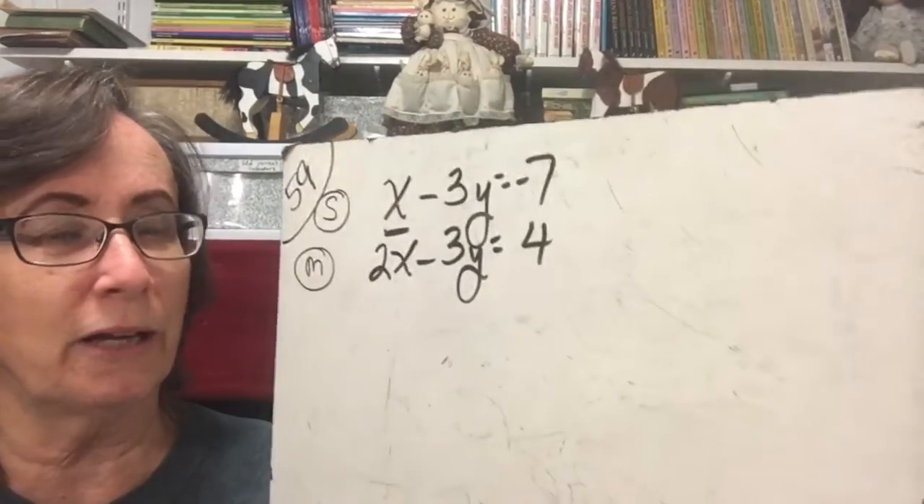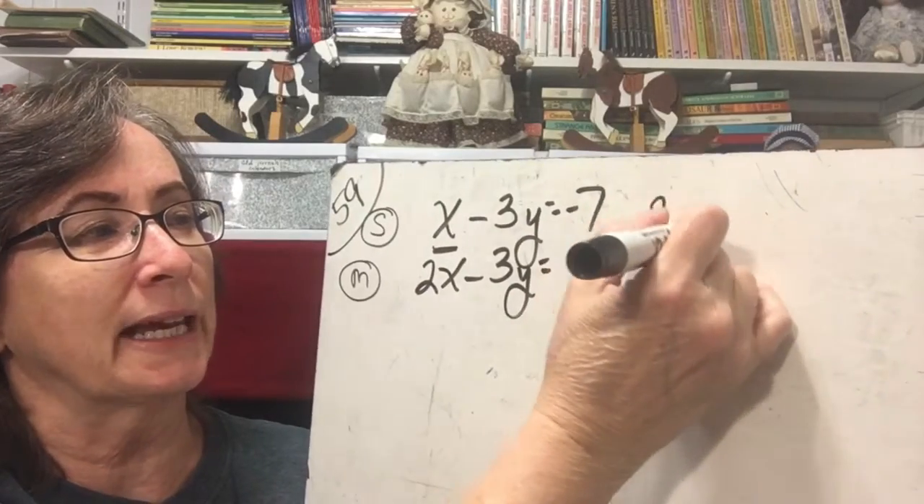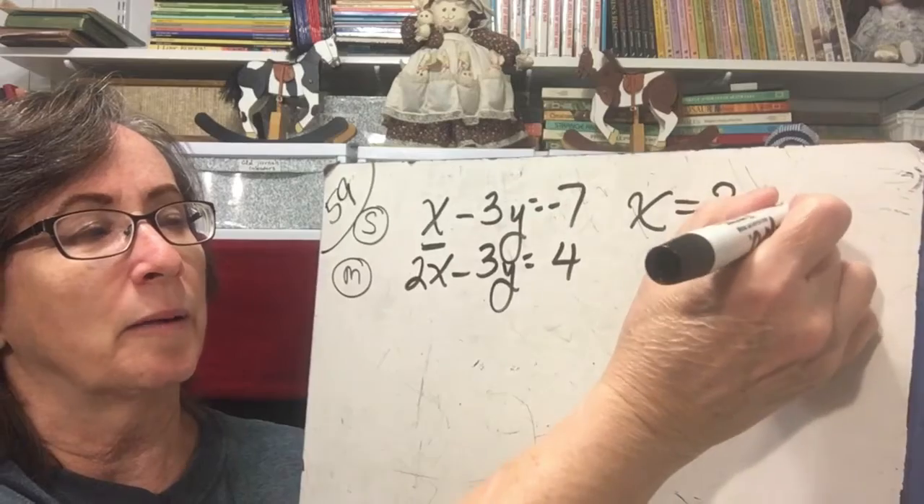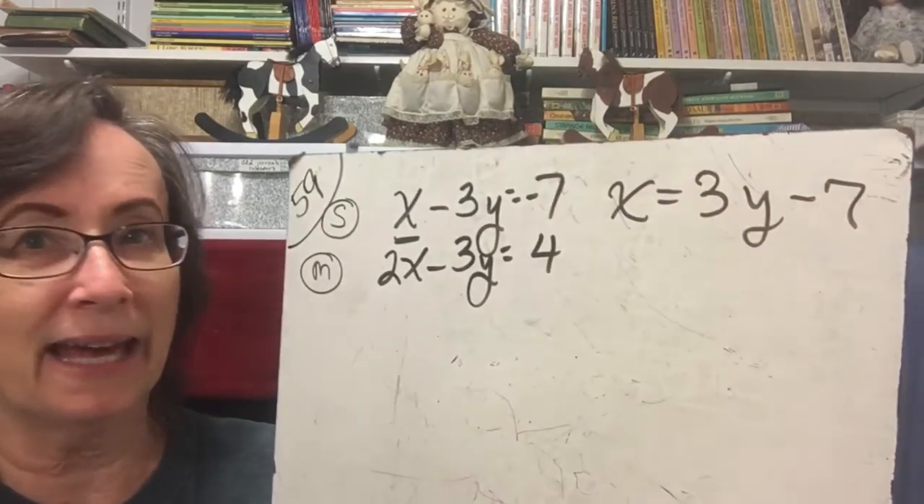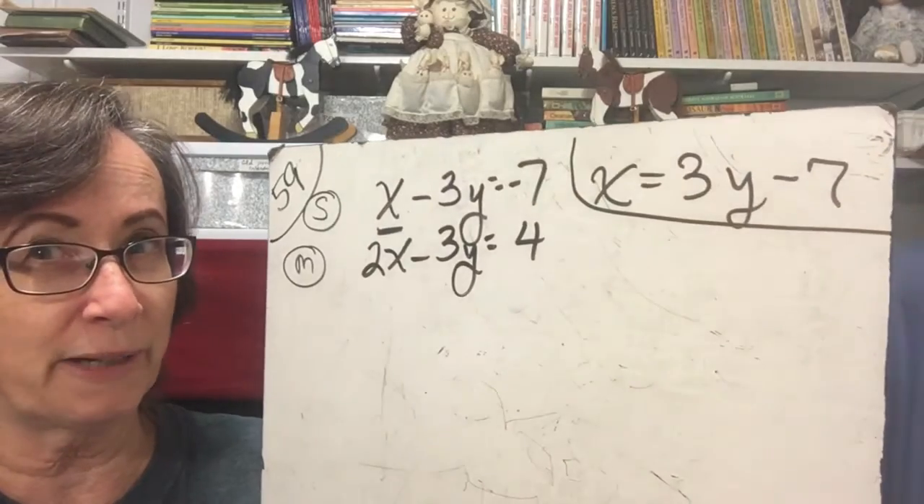I'm going to do it right over here. I'm going to add a 3y to both sides. So I'm going to get x equals 3y minus 7. Just adding a 3y to both sides. Now we have our sub-equation all ready to go.